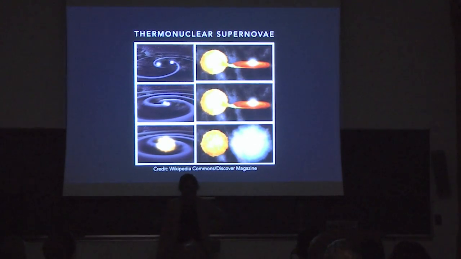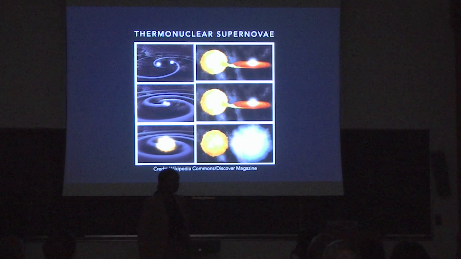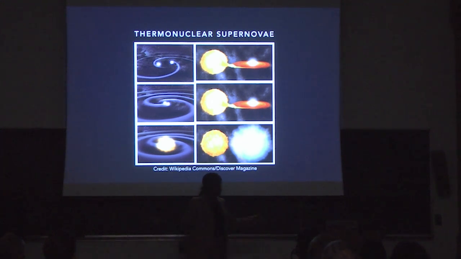Sometimes these white dwarfs can explode too. If it's a lone white dwarf, maybe it just sits around and cools and cools and cools until it disappears from our view, and it's sad, but it is what it is. But if it has a companion, it can explode.